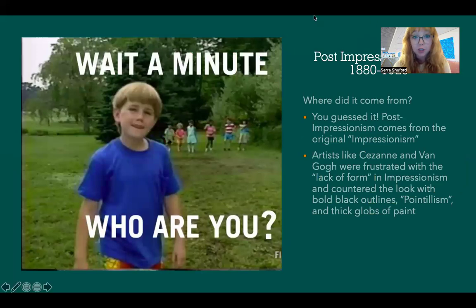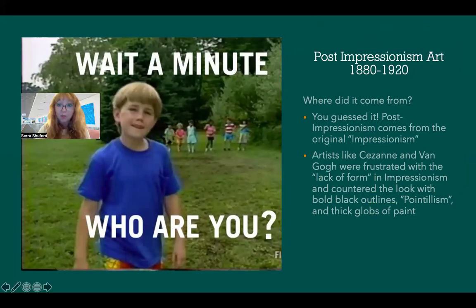Post-impressionism actually has a lot of the same qualities as impressionism, and you can guess it, post-impressionism comes from the original impressionism. There are just a few little nuances that we see in post-impressionism, though. Artists like Cezanne and Van Gogh became frustrated with the lack of form in impressionism and countered the look with bold black outlines, pointillism, and thick globs of paint. They also wanted to increase their subject matter to more than just landscapes.